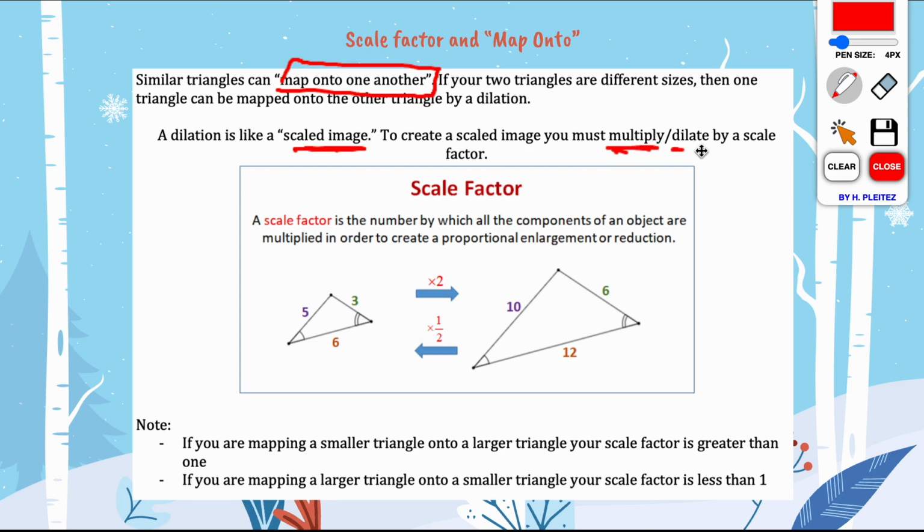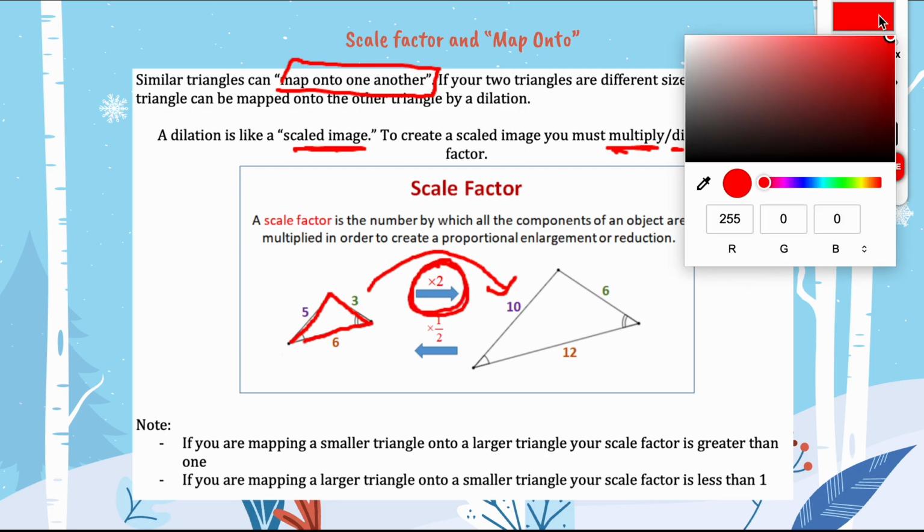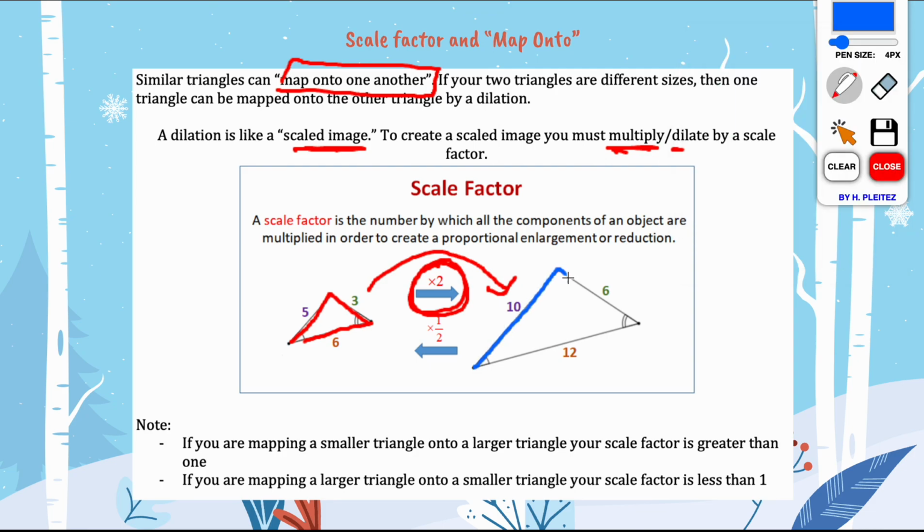Now, a scale factor is just a number that we're multiplying every single component of an object by. So, for example, this smaller triangle here can map onto my larger triangle if I multiply all of the sides by a scale factor of 2. Now, in another color, let's go backwards. This larger triangle can then map onto my smaller triangle. Remember, map onto just means it's going to land directly on it. We can get all 3 sides of this triangle to become equal to all 3 sides of this triangle by multiplying by a scale factor of 1/2.